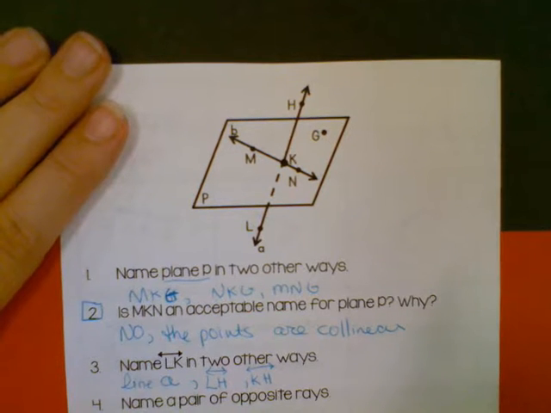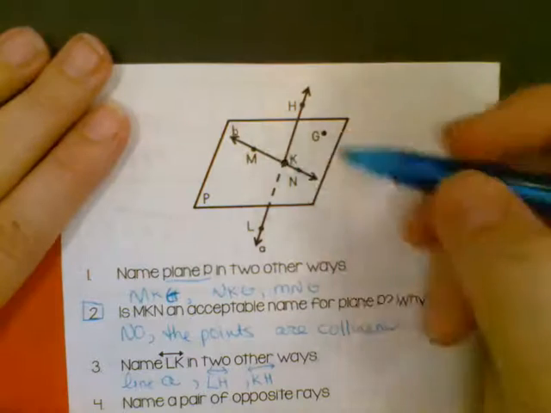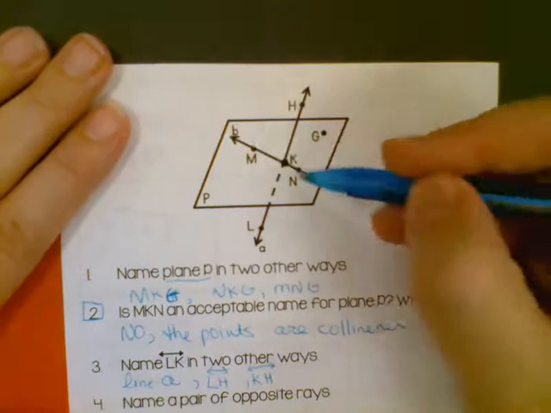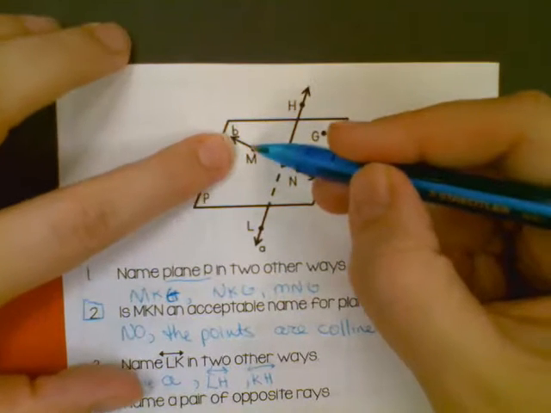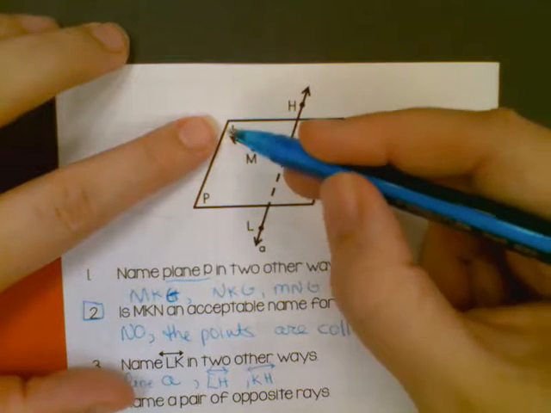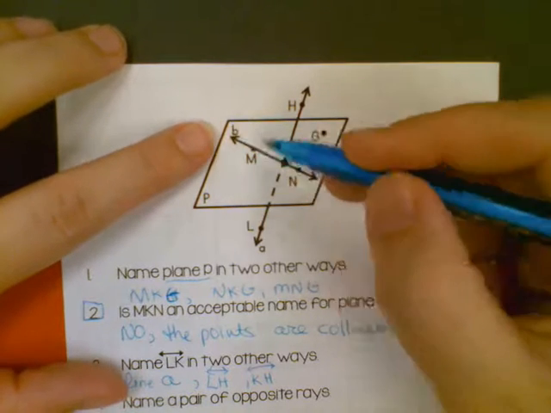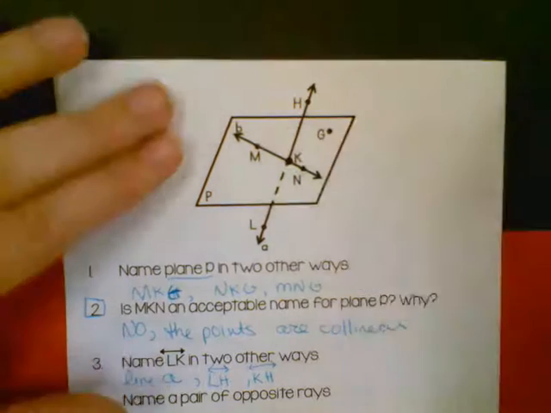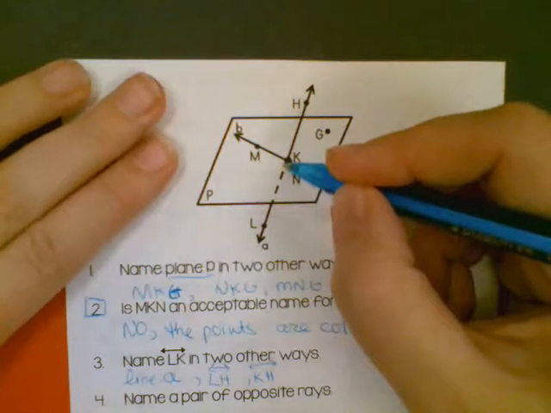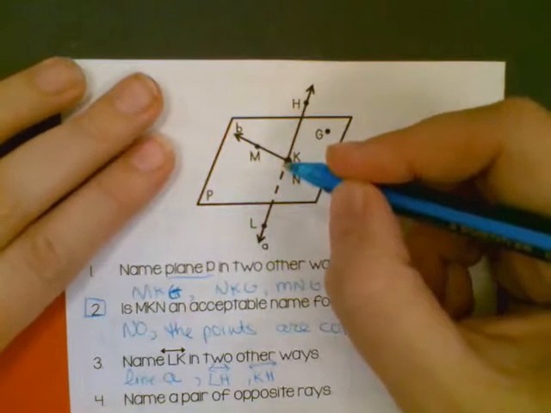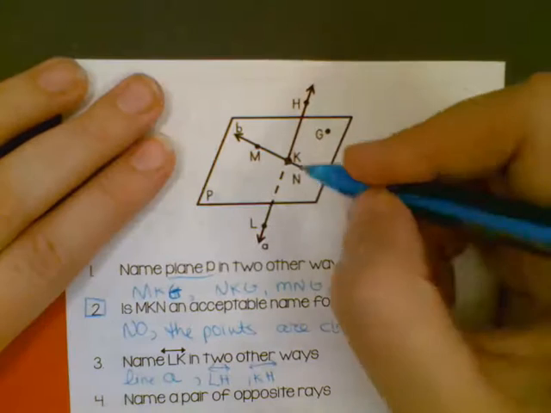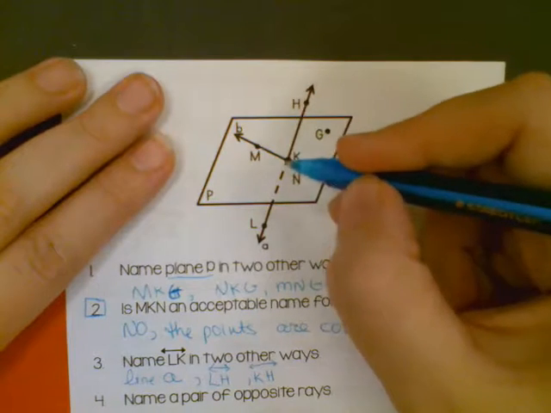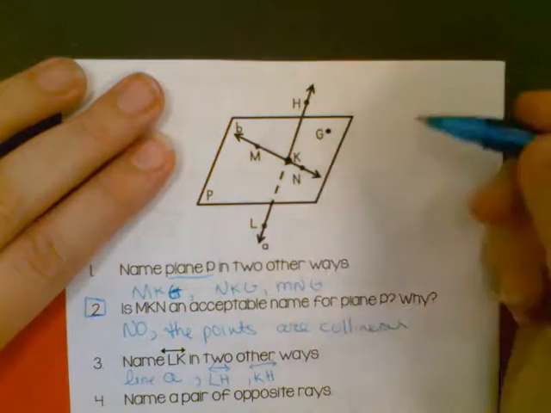Okay, so for number 4, we need to name a pair of opposite rays. So we need to find some rays to begin with. Remember, we have to have a starting point and a direction. So if we looked at M in this way, there's nothing to name from that side. Remember, B is not a point, so we can't use that. So we need to find a point that's in between two other points. So that would have to be K. So we actually have two different sets of opposite rays we can name. We can name the ones that are on the plane, or these ones that go outside of the plane.